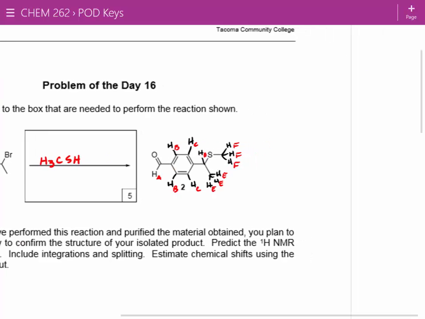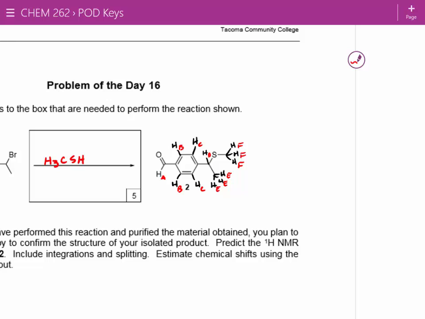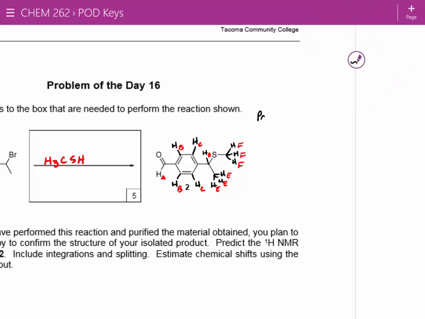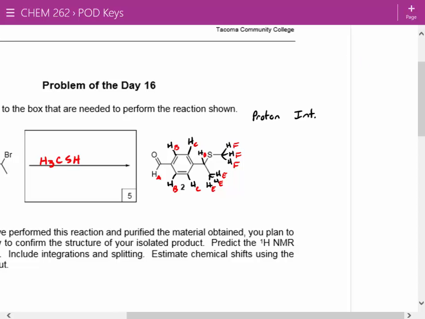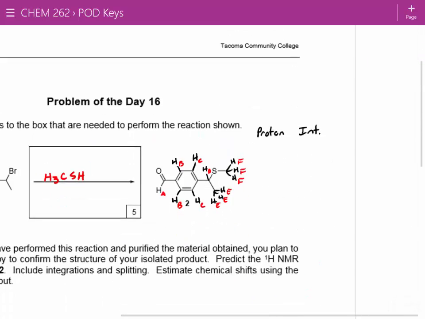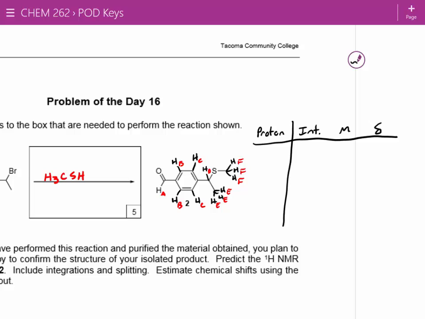All right, let's make a little list over here. What I'll do is label this proton, then I'll label this integration, and then I'll label this multiplicity or M, and then I'll label this as delta. And we'll make a little chart here.